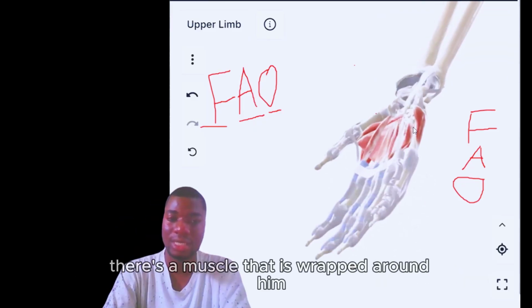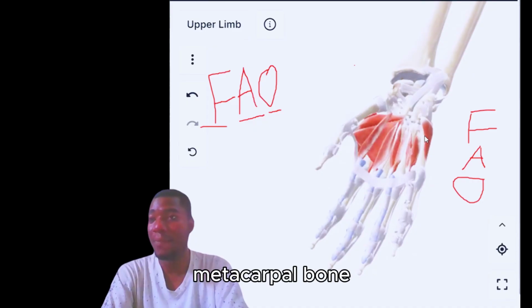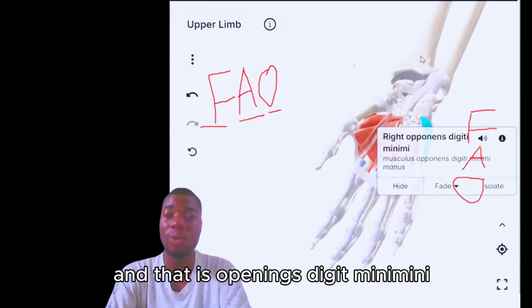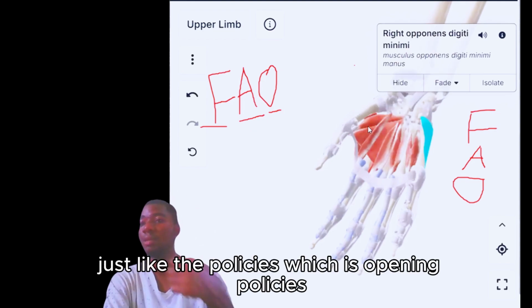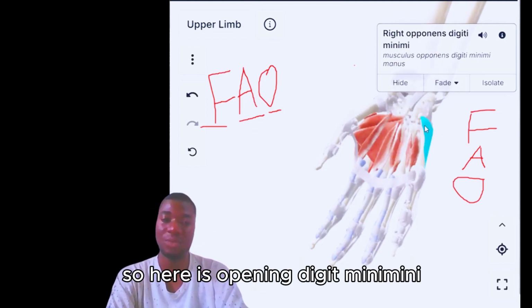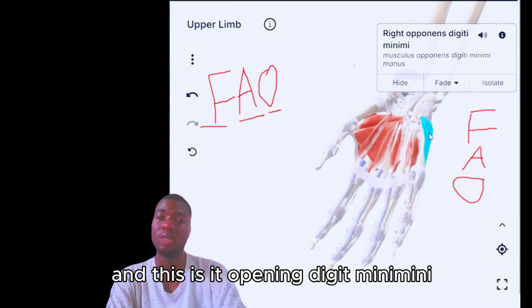After the flexor, there's a muscle that is wrapped around the metacarpal bone of the digiti minimi, and that is opponens digiti minimi, just like the pollicis, which is opponens pollicis. So here is opponens digiti minimi, and this is it, opponens digiti minimi.